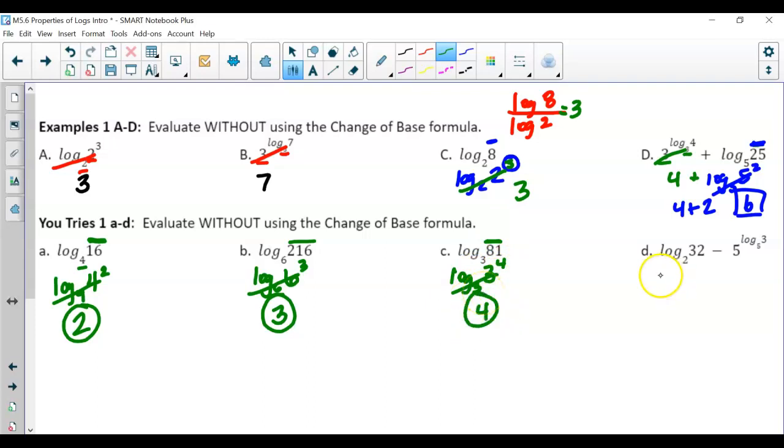Then here, you've got log base 2. So 2 to the what power is 32? 5. So now I cancel out, and I'm just left with 5. So 5 minus. Now here, it's already written, but the bases are the same, so they cancel out, and you're left with 3. 5 minus 3 is 2.